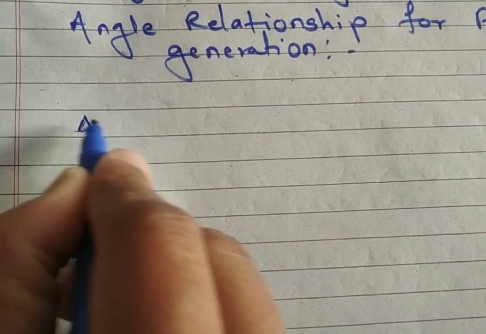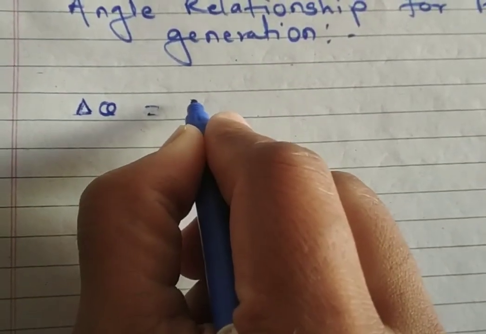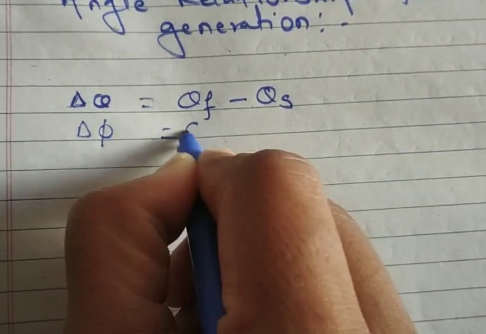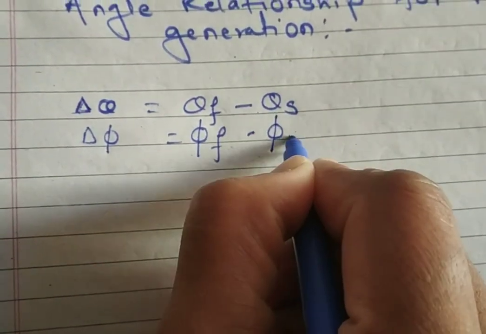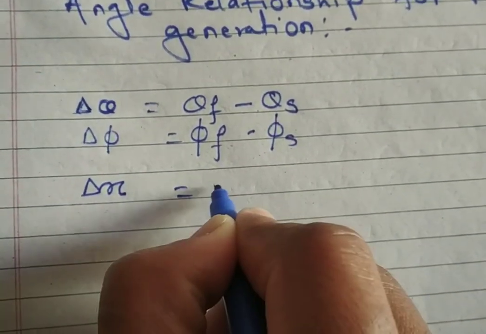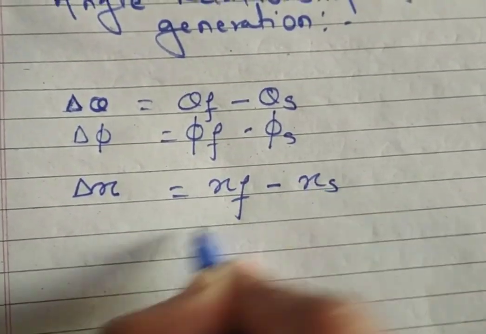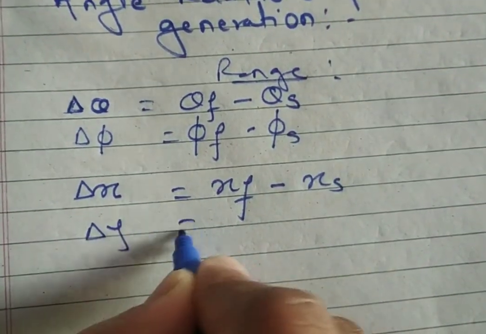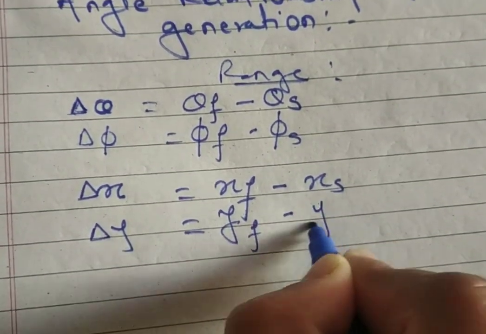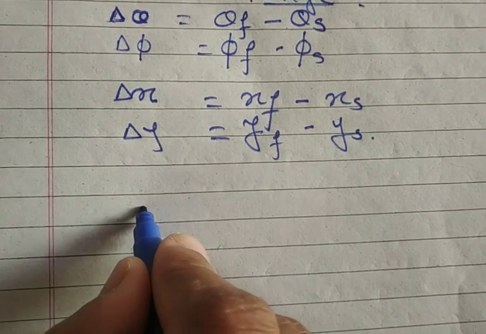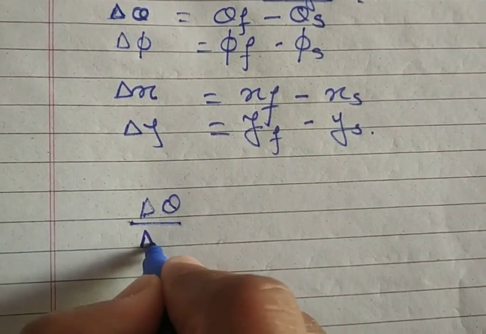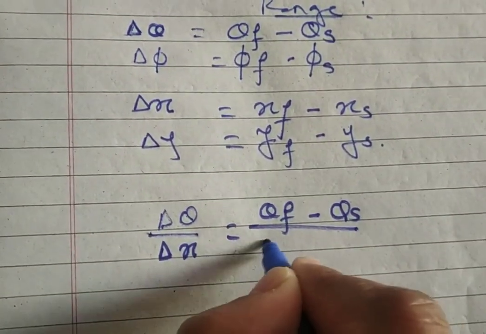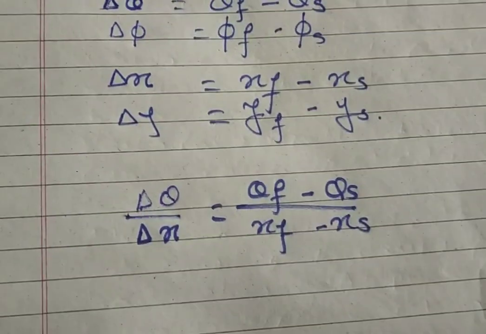So let's consider the range of theta, which is equal to theta final minus theta at the initial position, the range of phi, which is phi f minus phi s, then delta x, which is xf, the final position, minus the initial position xs, which is the range, and delta phi is equal to yf minus ys. So we can write delta theta divided by delta x is equal to theta f minus theta s divided by xf minus xs. It is a simple relation.